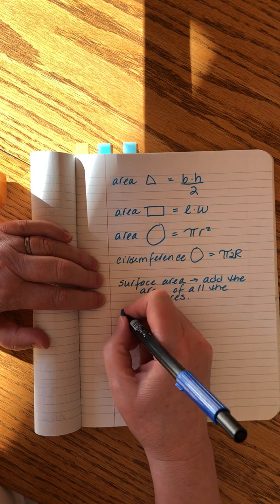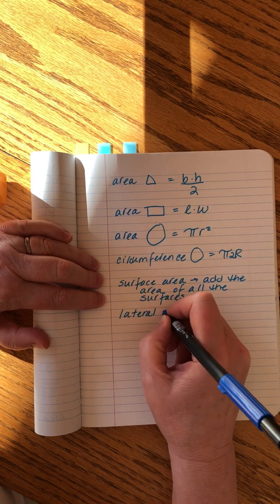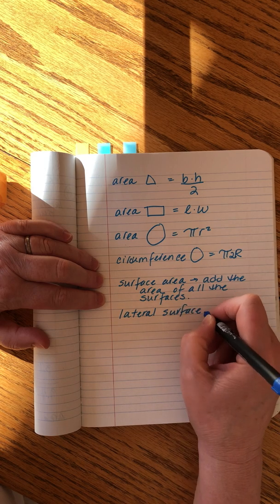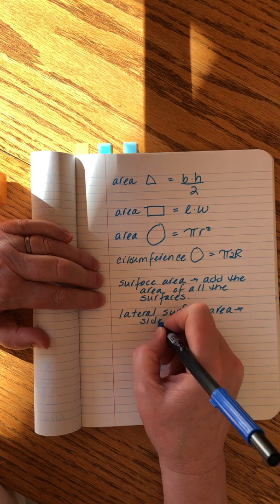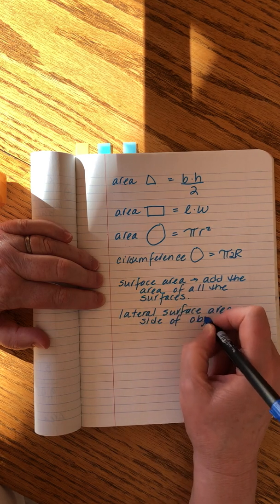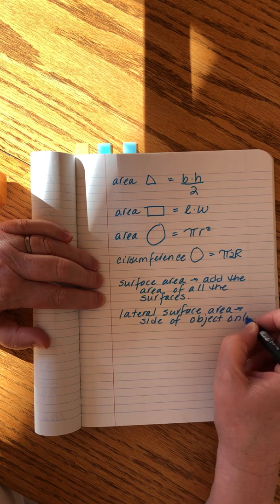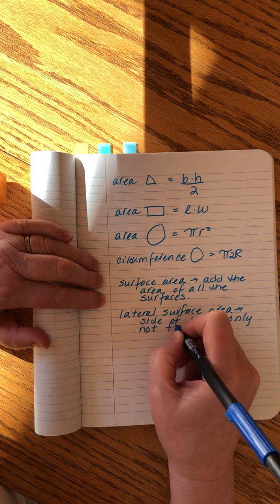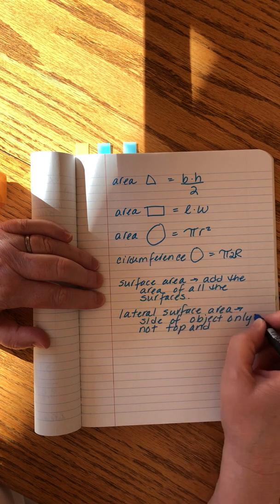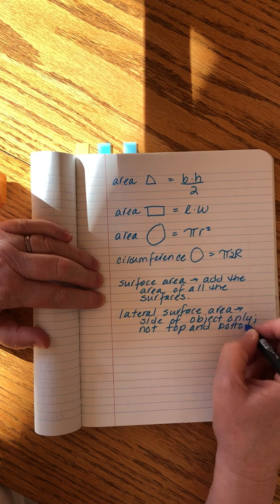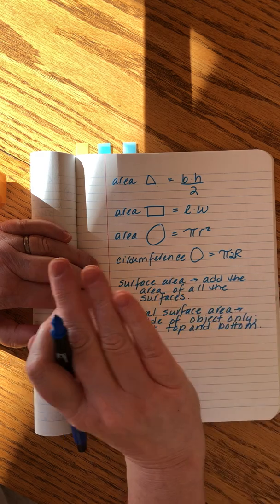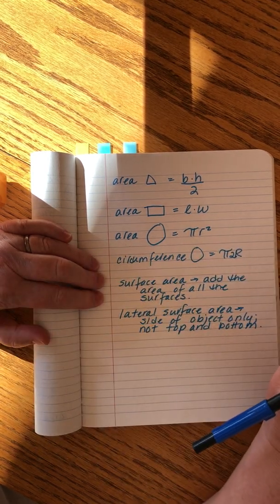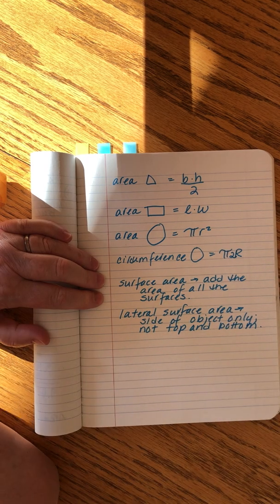And then the lateral surface area means the side of the object only, not top and bottom. All right, make sure these are all committed to memory, locked in. I could wake you up out of a sound sleep and you would scream them out loud without a moment's hesitation.